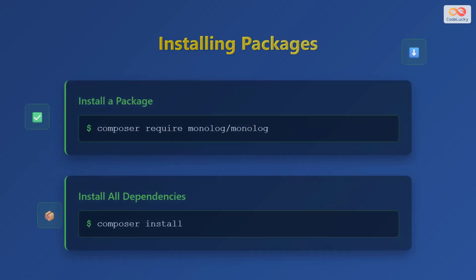Now let's see how to install packages using Composer. To install a specific package, you can use the command composer require, followed by the package name. For example, to install Monolog, a popular logging library, you would run composer require monolog/monolog. If you already have a composer.json file and want to install all the dependencies listed in it, you can simply run the command composer install.